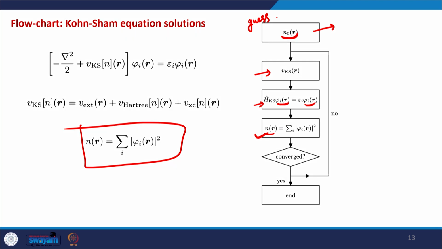If they do not converge, we again go back, and with this new density function, we again calculate the Kohn-Sham potential functional. From there, we again calculate the phi orbitals. From there, we calculate the electron density function, and this process goes on. This is known as the self-consistent approach to solve the Kohn-Sham equations, from which we can calculate the electron density function. So, this in summary is the density functional theory.